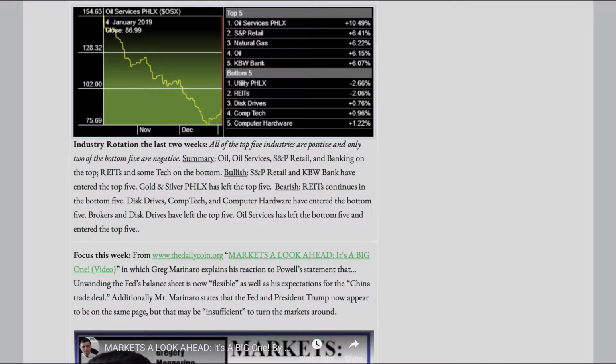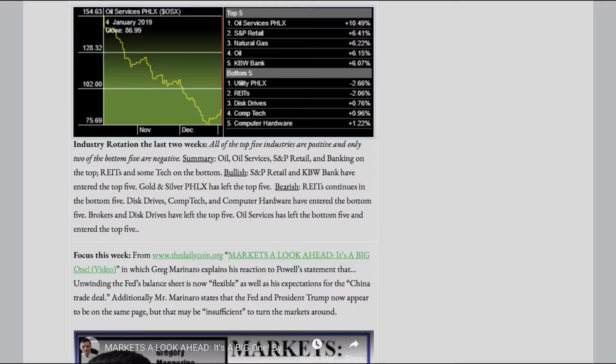Industry rotation the last 2 weeks. All of the top 5 industries are positive, and only 2 of the bottom 5 are negative. Summary: oil, oil services, S&P retail, and banking on the top. REITs and some tech on the bottom.